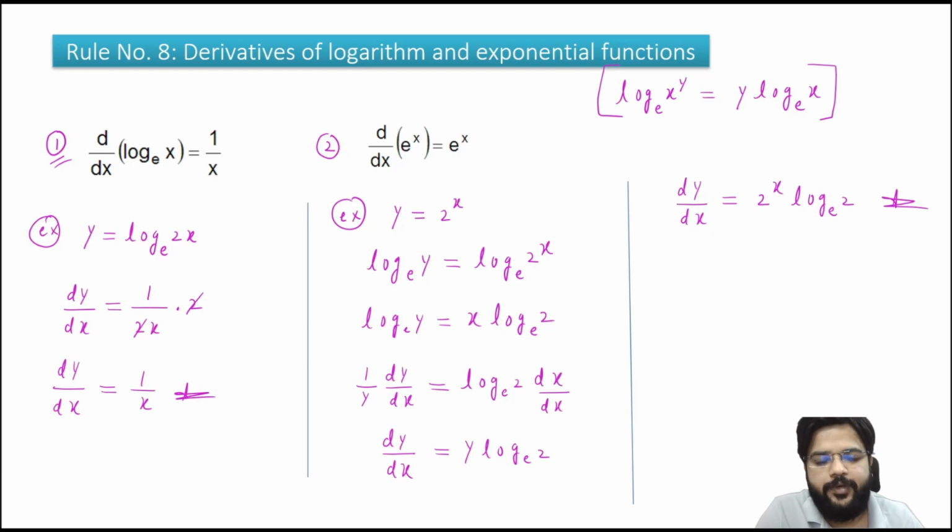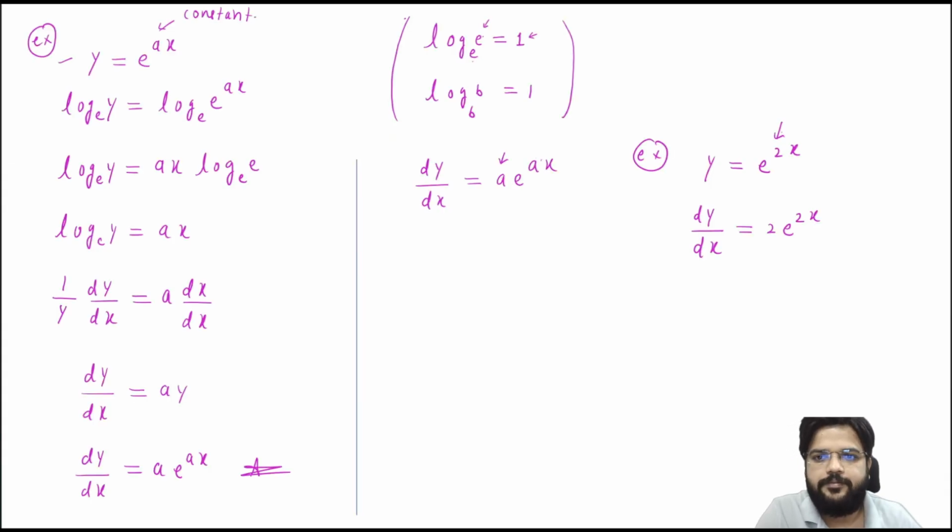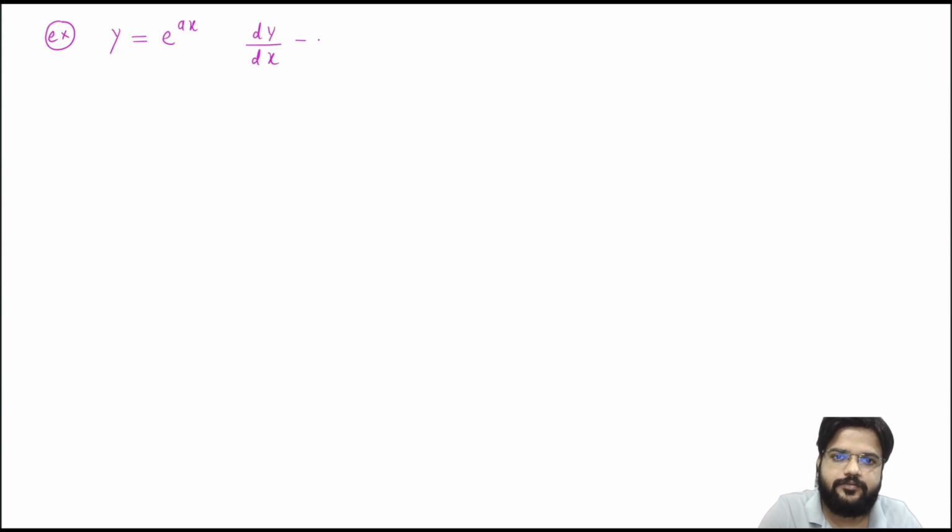See one more example, everyone, then you will get more clarity. Suppose we have y equal to e power ax. This thing is given, and we want here dy by dx, everyone. So what we will do here, we have y equal to e power ax and we want dy by dx. So here what we can do, first of all, take log on both sides.